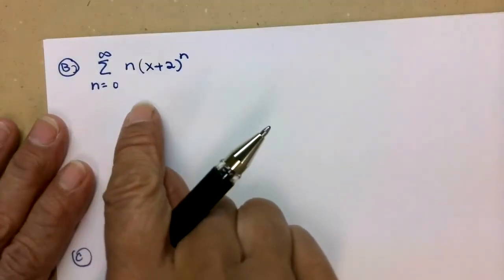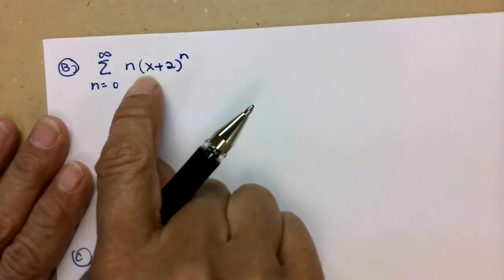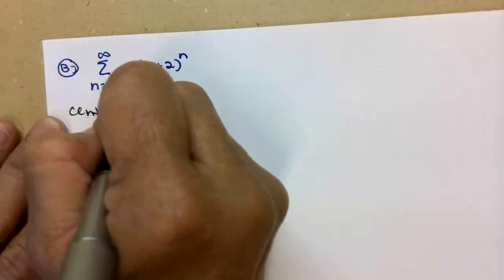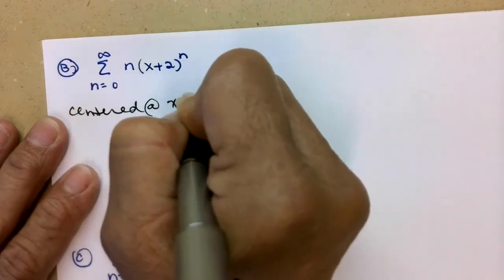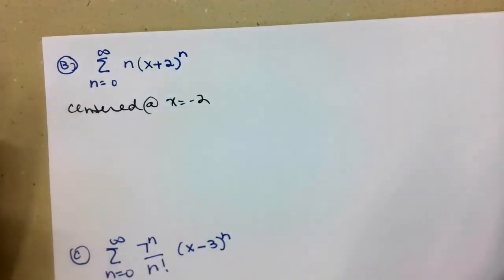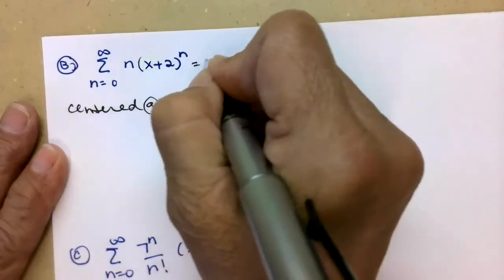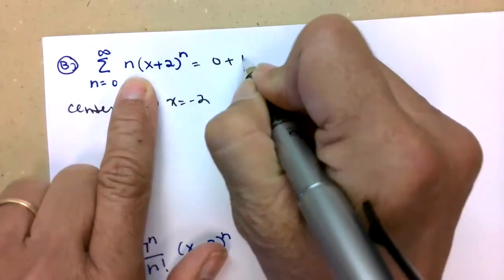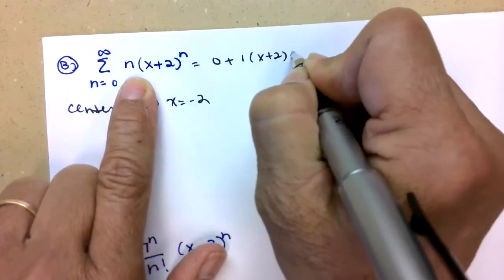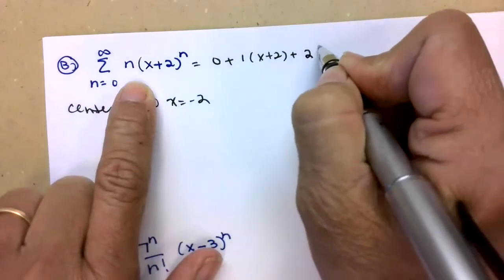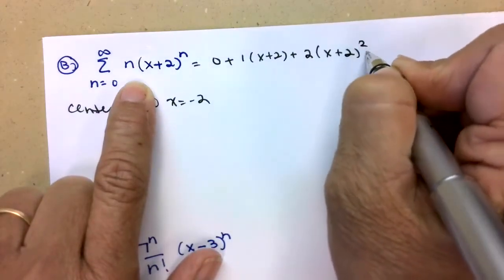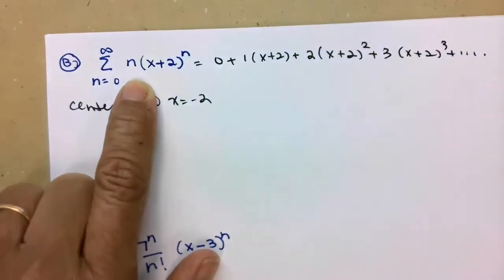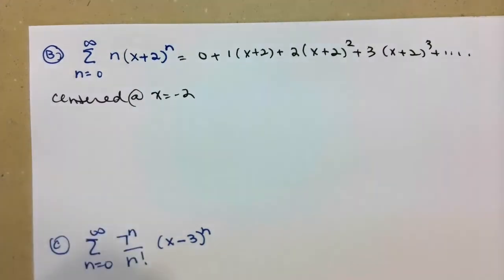So here's my series. Maybe you can see where it's centered, right? Centered at negative 2. You could write out some terms if you wanted. So my first term is actually a 0 because I got 0 times. And so the next one, if n is 1, I'm going to get 1 times x plus 2. And now if n is 2, 2 times x plus 2 squared plus 3 times x plus 2 cubed plus, dot, dot, dot. So that's what that polynomial would look like, our infinite polynomial.